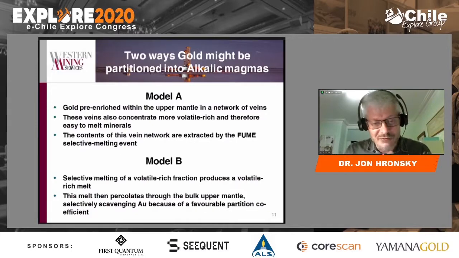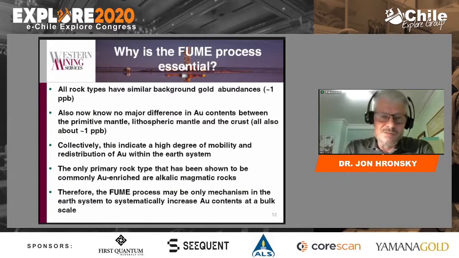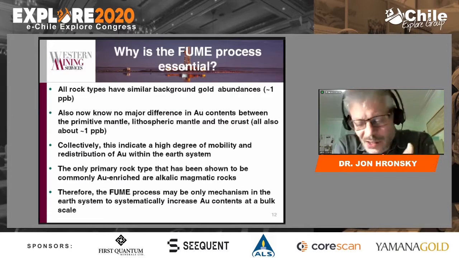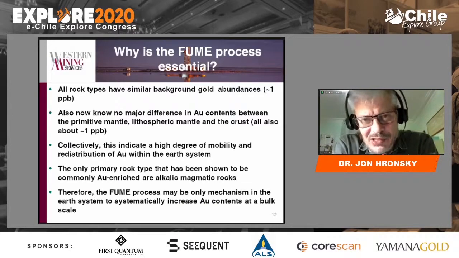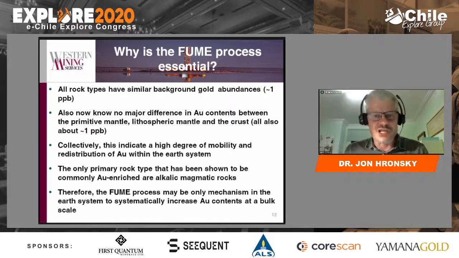They don't make much difference to our ability to predict, but it would actually be quite interesting to understand those differences. So one of the key questions is, if we're seeing all gold deposits produced by this fertile upper mantle extraction process, this FUME process, why is the FUME process essential? And I think it's interesting to try and answer that question and ask ourselves some questions about background abundances of gold in the rocks that we see.